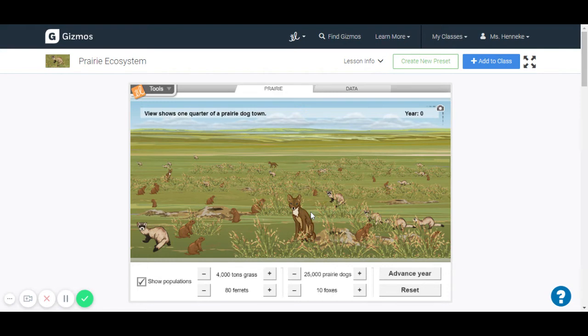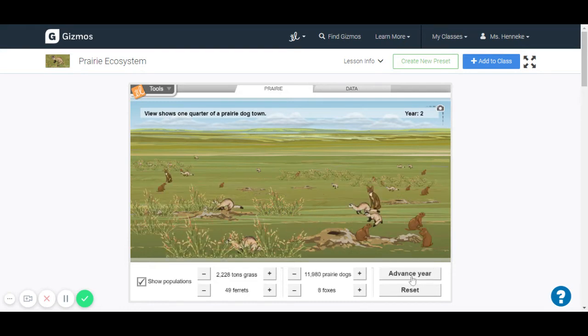What if this time I take away part of the grass? We're going to remove half of it. Okay. Now I want you to think here. What do you think is going to happen to the rest of my animals if I advance the year? Let's see it. 1, 2. We're only going to go 2 years. I want you to notice what happened. Now I have 8 foxes, 11,000 prairie dogs, and only 49 ferrets. Did my populations increase or decrease?